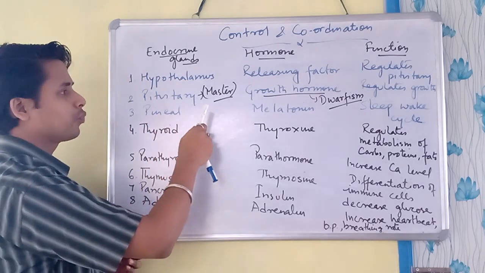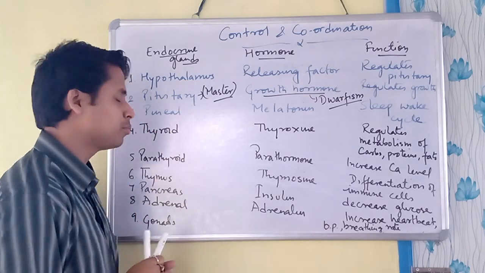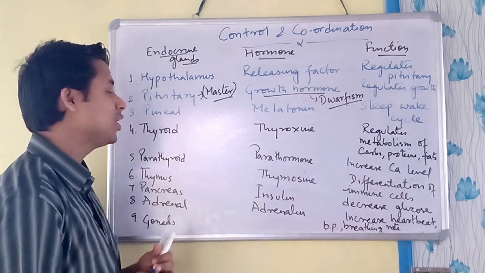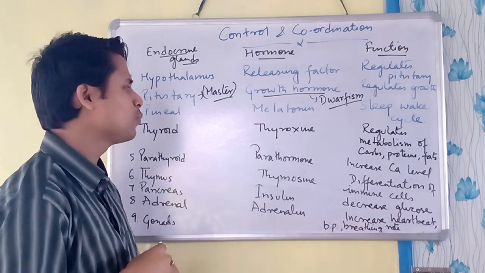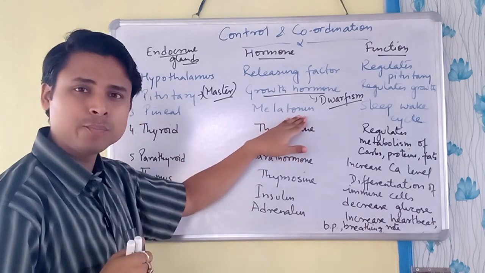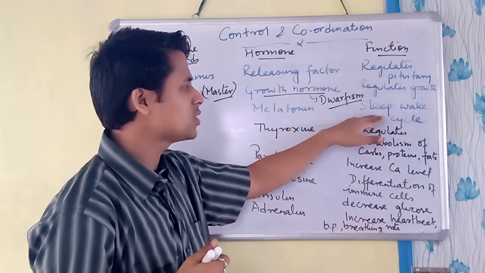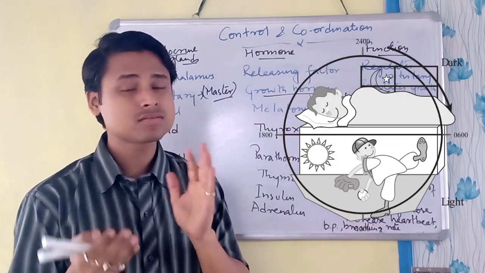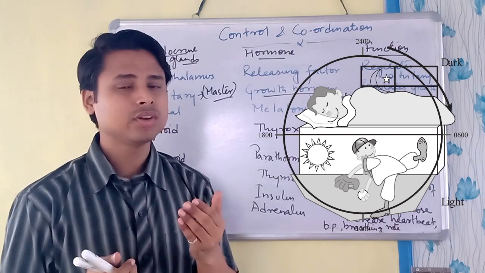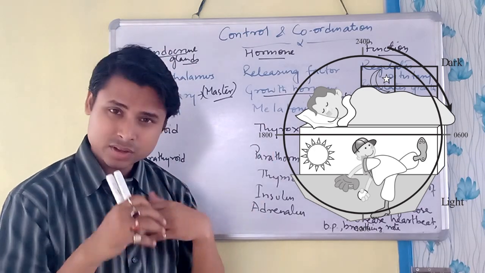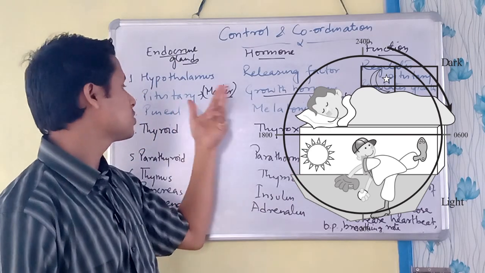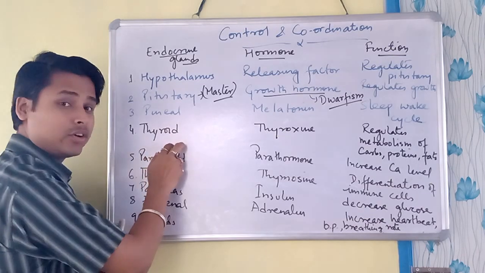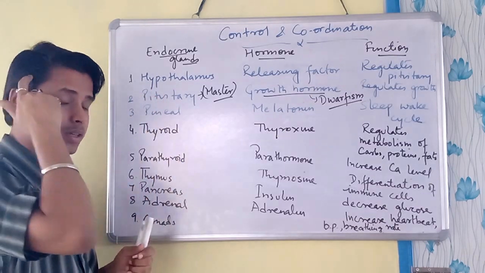Now there is another endocrine gland called the pineal gland. The pineal gland releases the melatonin hormone, and this melatonin hormone helps in the sleep-wake cycle. It forms a sleep-wake cycle. So whenever you feel sleepy or wake up automatically, this is because of the pineal gland, right? This pineal gland is present in the brain.